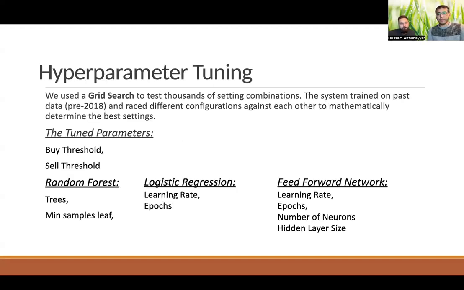So for the hyperparameter tuning, we used grid search to find the best hyperparameters. Some of the hyperparameters were unified, for example, the buy and sell thresholds, and some of them were uniform, for example, the trees for the random forest, and also the learning rate and epochs for the logistic regression and feed-forward network. But there are also ones that only apply to the feed-forward network, which are the number of neurons and the hidden layer size.